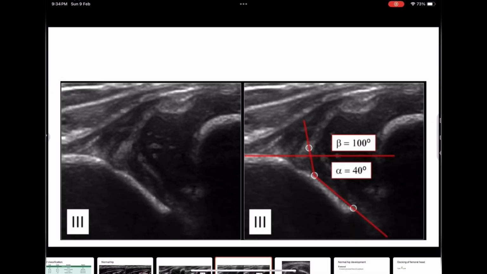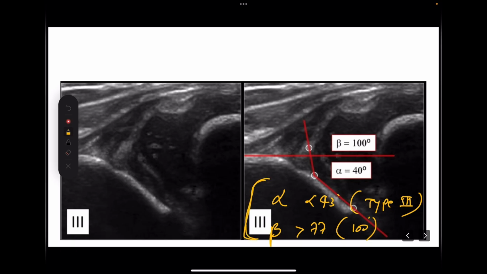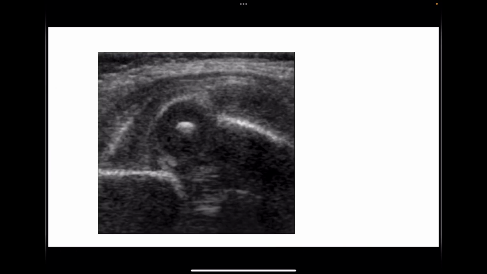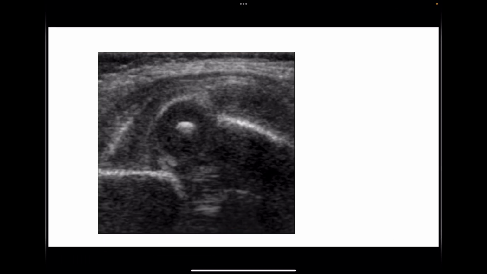graf classification. Coming to this one where the alpha angle is less than 43 degree, this is type 3, na? And beta is more than 77, that is 100 degree. So this qualifies for type 3 graf classification, and in this image we are not able to calculate neither alpha nor beta angle, so this would be straightforward type 4 graf classification.